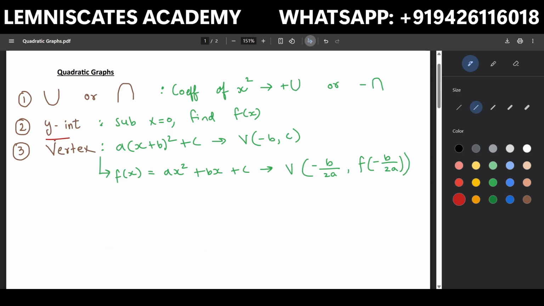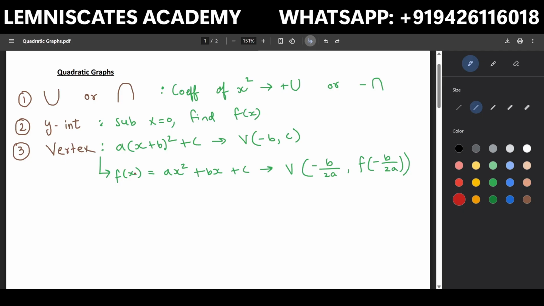The second thing is to identify your y-intercept. How do you find this? By letting your x is equal to 0 and then whatever is the output of the function, that becomes your y-intercept. And the last thing is your vertex or the turning point. Your turning point is this one for the U shape and this one for the inverted U shape. So what is the x and y coordinates of that particular location?